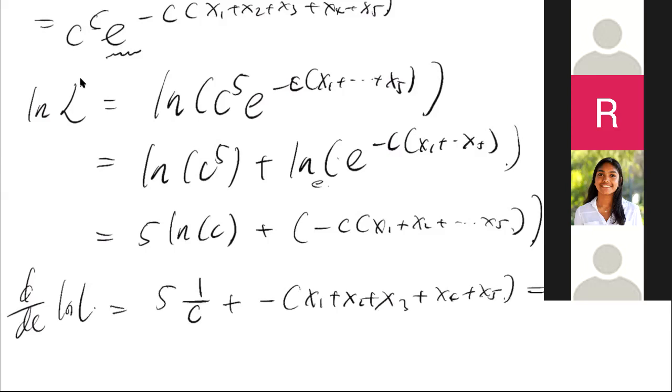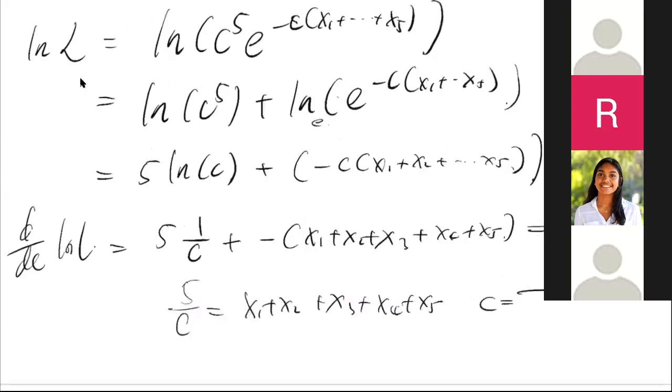Remember, we're given x1 to x5 in the question. These are the values 25, 30, 33, and so on. So c is equal to 5 over 25 plus 30 plus 33 plus 27 plus 31, which is 5/146. And that's the end of problem 4.